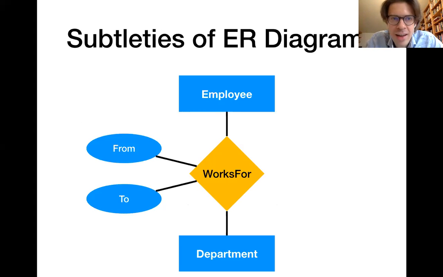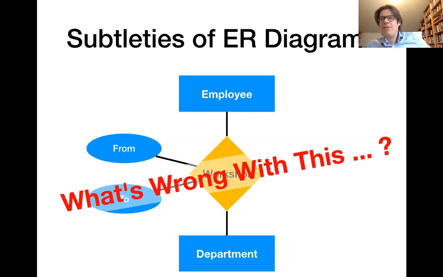Here we have an example. What we're modeling here is the works for relationship between employees and departments. And this works for relationship is associated with two attributes, the from and the to attribute. Can anyone tell me what might be wrong with this representation? Can you imagine a situation that you would like to model, but cannot model with this representation?